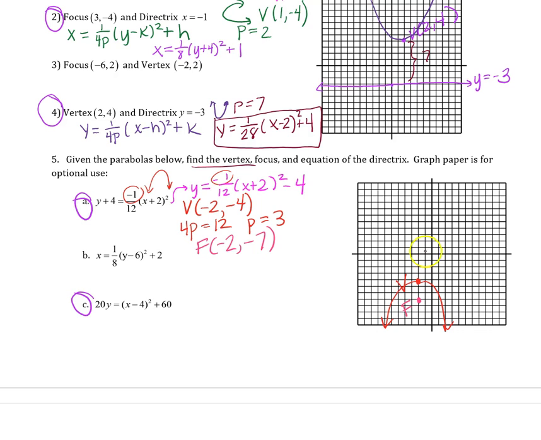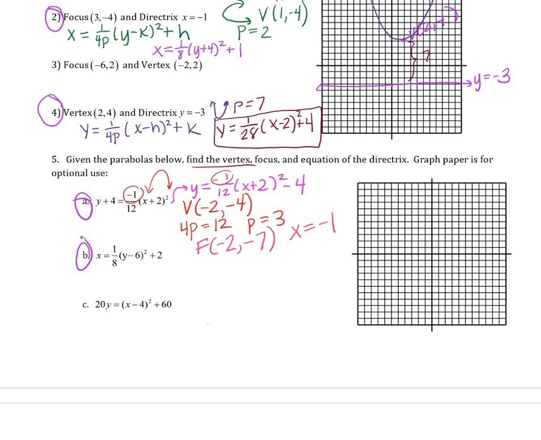Now I need to find my directrix. So I'm going to go 3 in the other direction. So 1, 2, 3. So my directrix is x is equal to negative 1. All right, so now I'm going to do, I got everything right. Okay, I actually changed my mind. I'm not going to do this one because this is another y equals. Let's do the x equals equation.